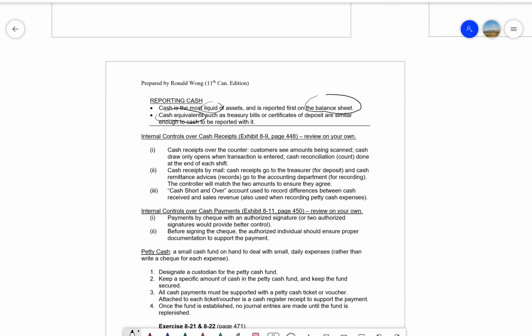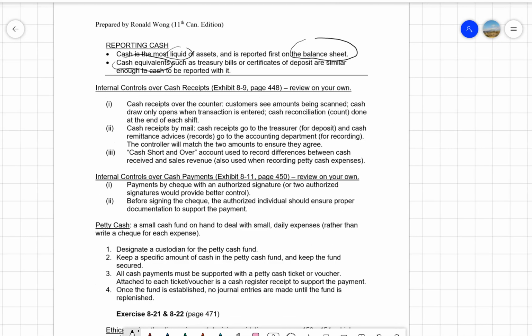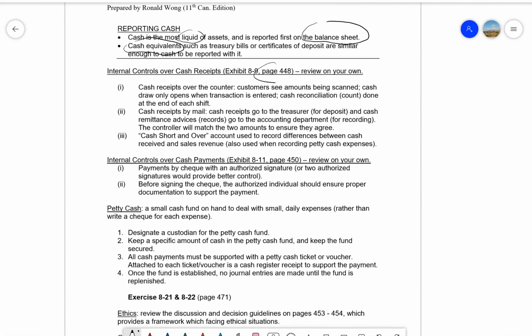Now, there's also a couple sections in your textbook, page 448, page 450, that you can review on your own. This talks about internal controls related to cash receipts and internal controls related to cash payments. So just look at those two exhibits on your own to get some background information about internal controls specific to cash. What we're going to wrap up with is talking about this concept of petty cash.